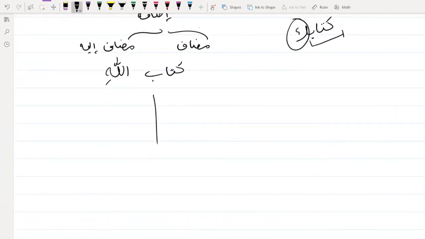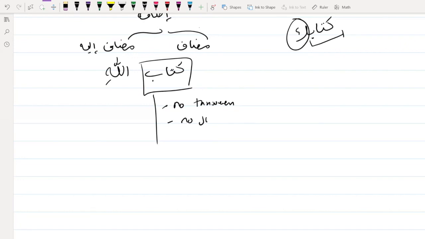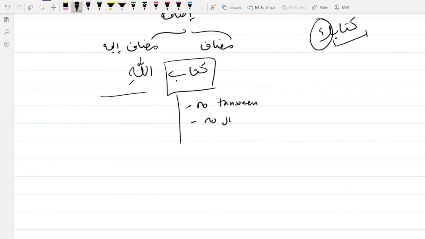Anyway, so what is the rule? The rule is the first word. Anybody wants to give me some of the rules for the first one? The first word. What are the rules for the first word? No tanween. Good. This is like golden rule. No tanween. No alif lam. Yes. Okay. No tanween. No alif lam. Good. Good. Good. So what is the rule about the second one? Mudaf ilayh. Yes, kasra.